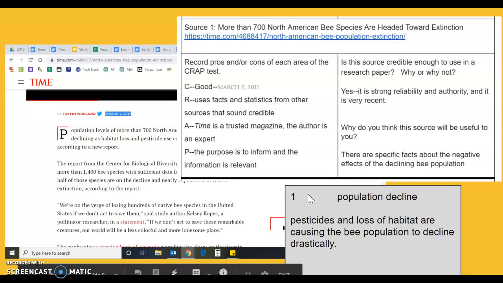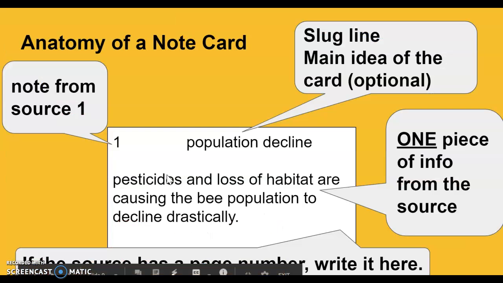This number 1 right here shows that the information came from source number 1. So anytime you write a card with information from this source, you will put a 1 on it so that you know it came from here without having to write this whole long title or the author's name on every single card you write. So this symbol or number, whatever you choose to show that the information came from this source, actually makes it faster to take notes. Let's break this down a little bit more.